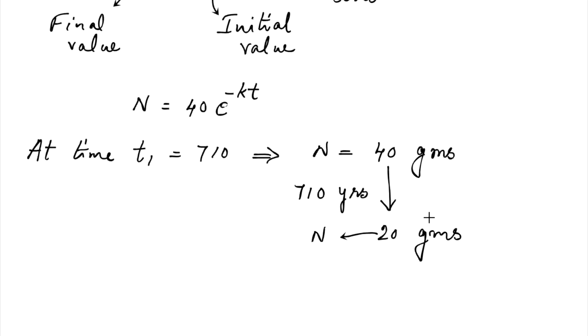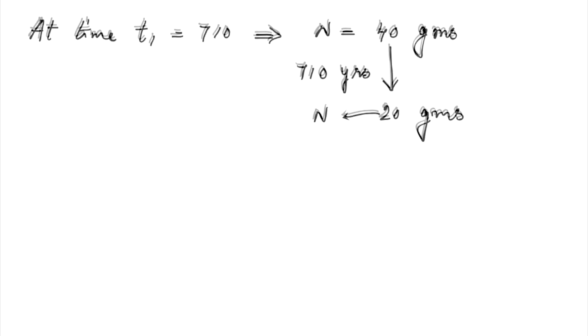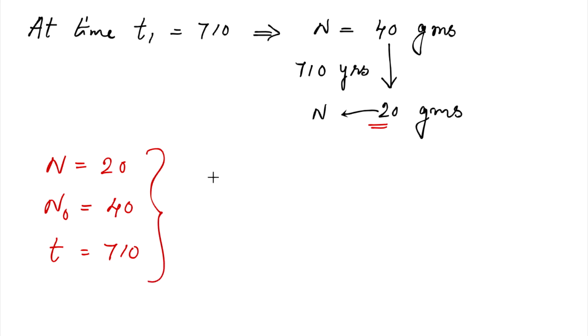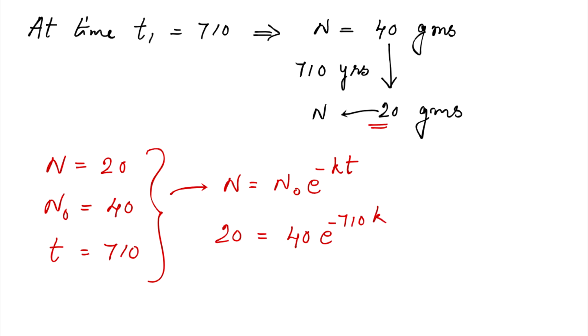Now that we have this, let's note down the values we have so far and calculate the decay constant K. So we have N, which is the final amount of 20 grams. N0 is the initial value given, which is 40 grams. And the time T is 710 years. All these values need to be plugged into the formula we wrote earlier. N equals N0 times e power minus kt. So substituting the values, that's 20 equals 40 times e power minus 710 k. Okay, so we're solving for k, please remember.